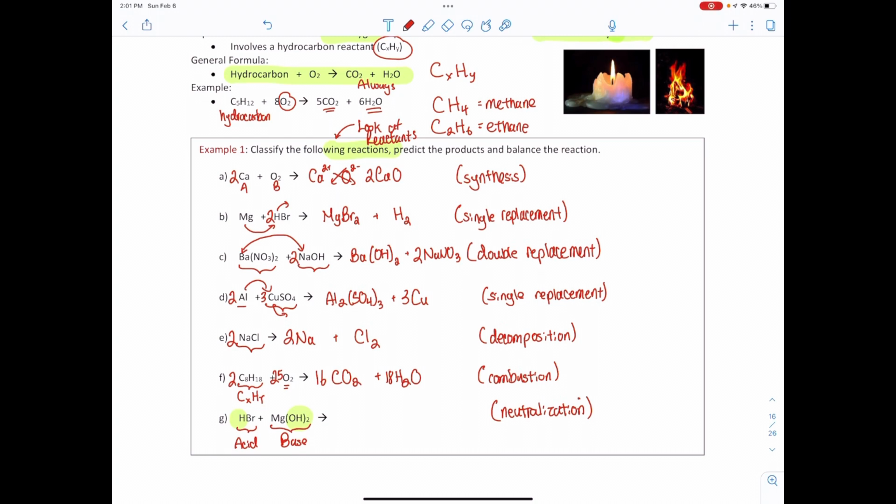But because this is a type of double replacement, we treat this the same way as double replacements, where we swap the cations. So I'm going to have Mg, charge of 2, Br, charge of 1, crossover. So I get MgBr2, and I get water. So I get my salt, and I get my water. And lastly, we're just going to balance it. So 2 in front, and 2 in front of the H2O.